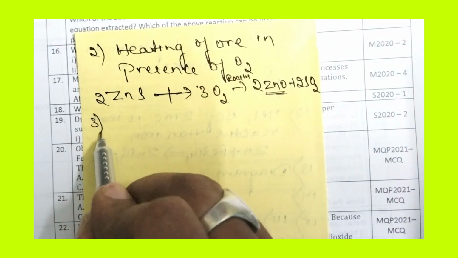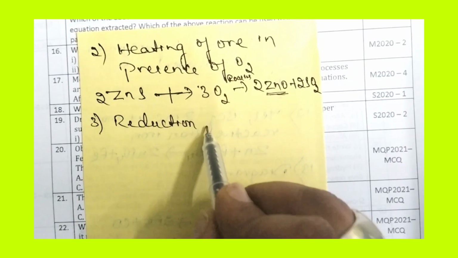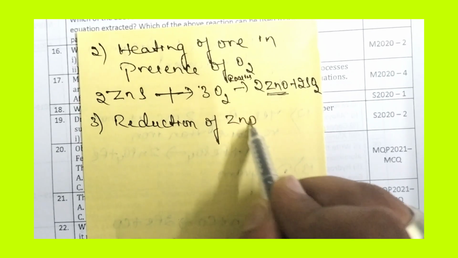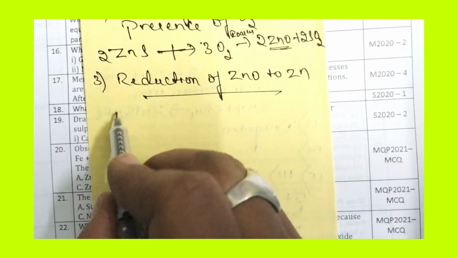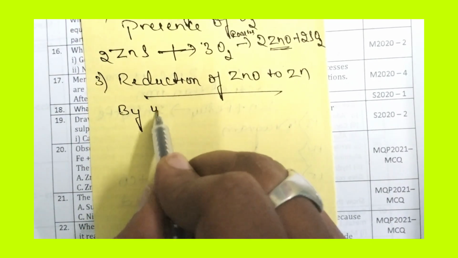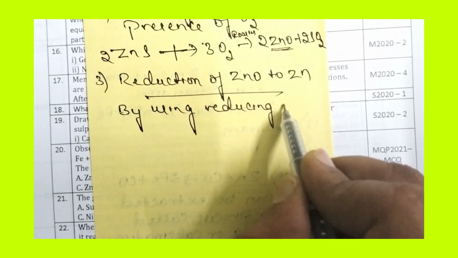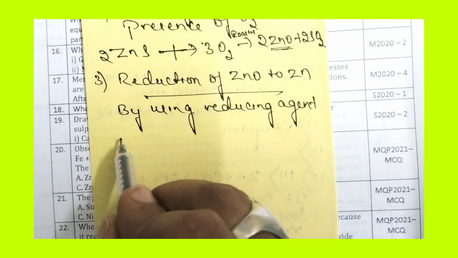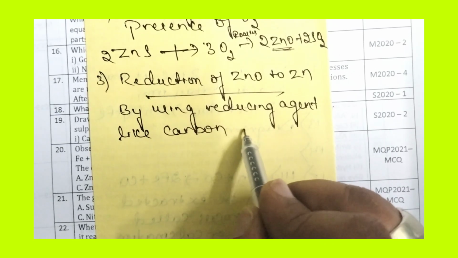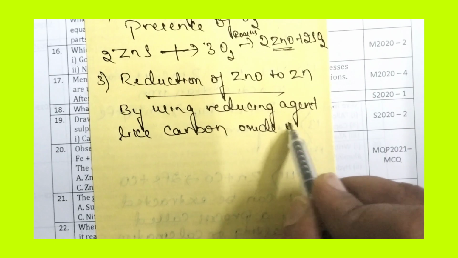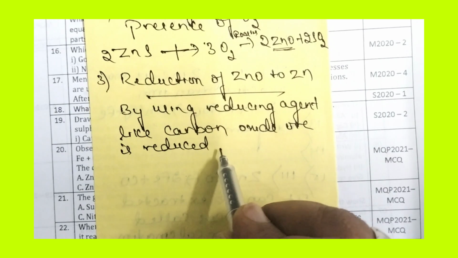Then the third step is reduction of zinc oxide to zinc. This is the third step, that is by using a reducing agent like carbon, the metal oxide ore is reduced to metal.